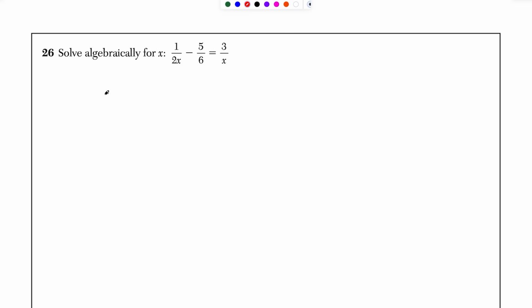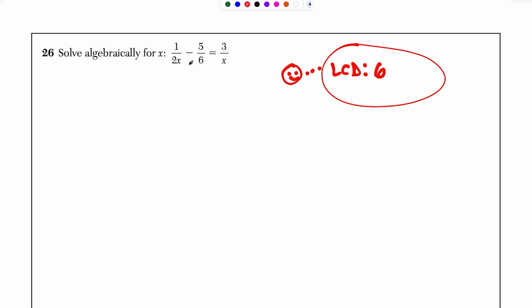Question 26, solve algebraically for x. And we have 1 over 2x minus 5 over 6 equals 3 over x. And for a question like this, what I'm thinking of is the least common denominator of the 3 fractions that we have in this equation. So I notice there's a 2 and a 6, and 6 is the least common multiple of 2 and 6. And then we have an x here and an x here. So an x is going to be a part of our least common denominator.